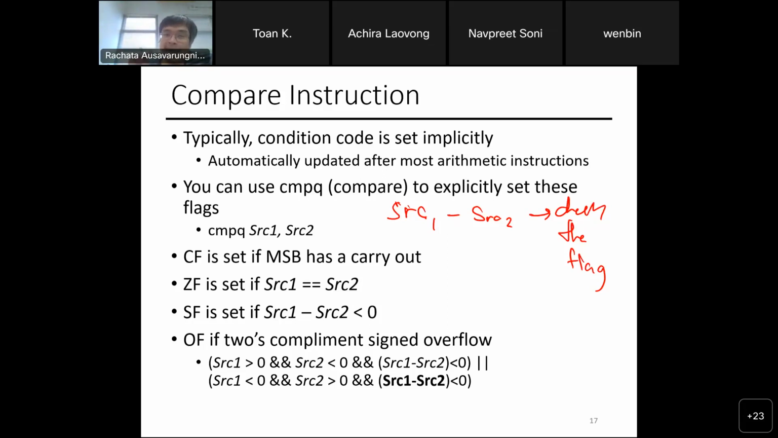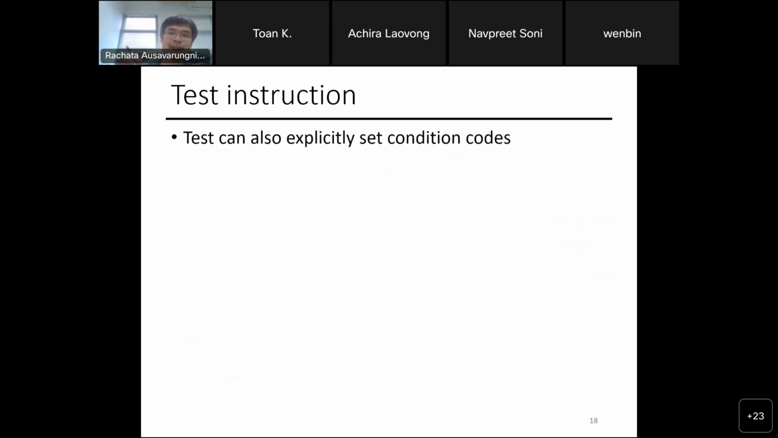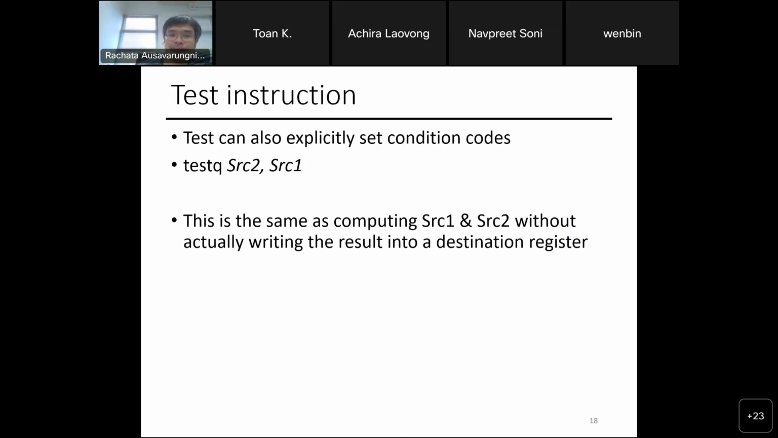You can also, now that you set the flag, test by doing test Q source 2, source 1. This would also explicitly set the condition codes. This is the same as computing an AND, not a subtract, right? Compare would do source 1 minus source 2. Test will do source 1 AND source 2, without writing anything to the register. I just want to look at the flags.